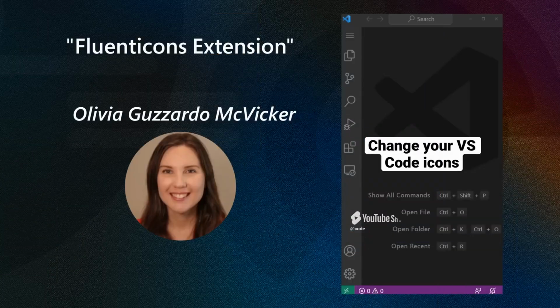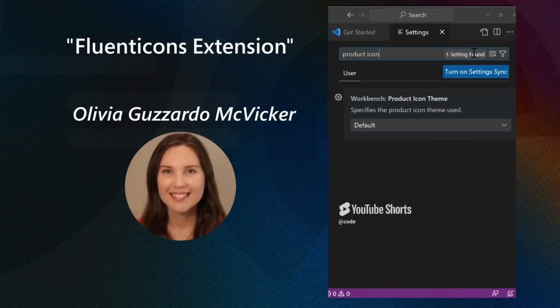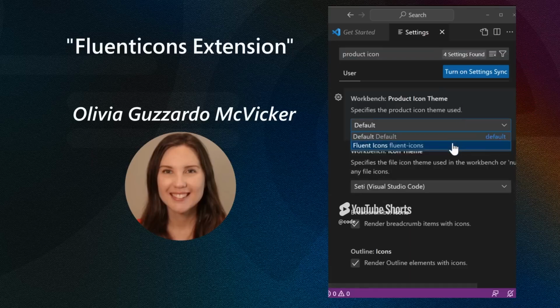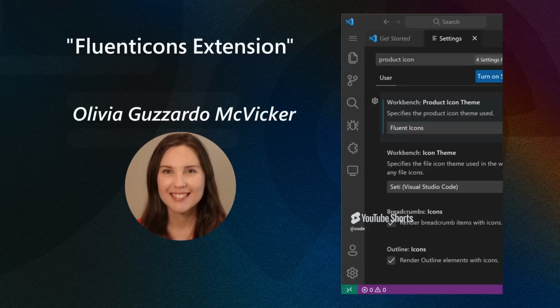Looking for a way to spice up your VS Code? Then install the Fluent Icons extension. In your settings, change your product icon theme to Fluent Icons. It changes icons all throughout the editor to simplified shapes with rounded corners. Look at the sidebar now.